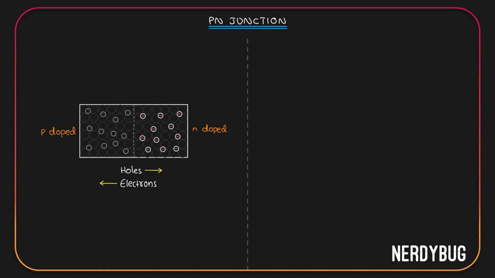Holes moving towards the right will create a current in the same direction. Electrons moving towards the left will create a current in the opposite direction. So both currents are towards the right. We call their sum the diffusion current.